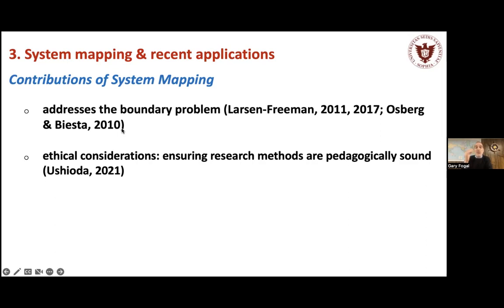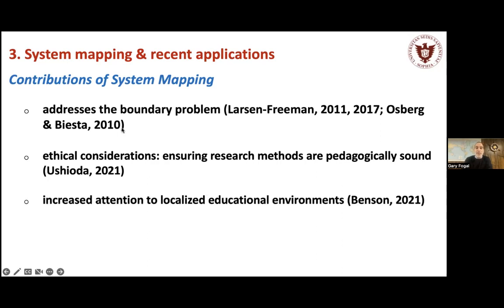In this sense, and this remains to be seen, and like I said earlier, I'm eager to get into a study that examines this, but system mapping may address Ushioda's important concern, and others have echoed this, Lourdes Ortega, Nina Spada, that we have a responsibility to ensure that our probing and testing of students be grounded in research methods that are pedagogically sound. So the ability for system mapping potentially to serve as a meaningful awareness-raising activity could address this.